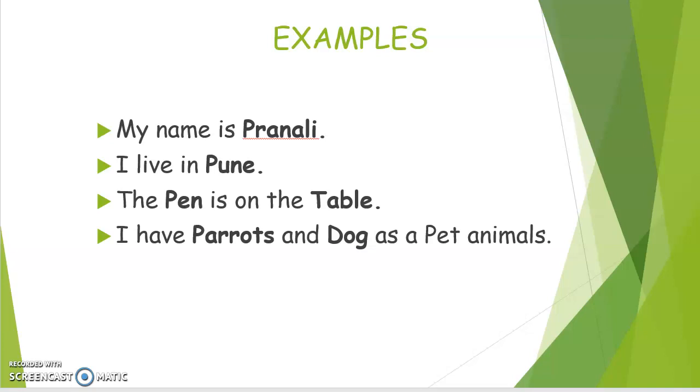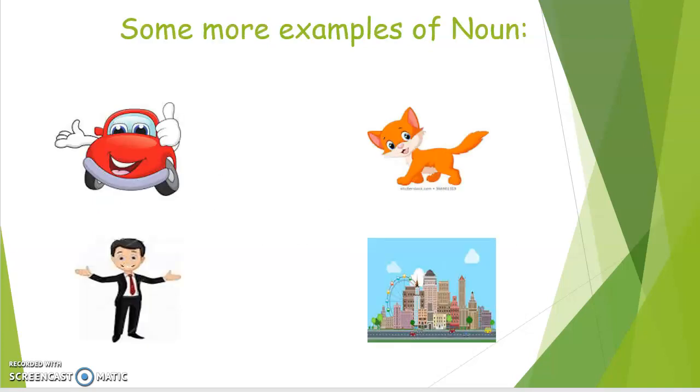Now I'll show you some more examples. You have to recognize them. Okay? Yes, see these examples. The first example is the car. Second example is the cat. Third one, the man. And the last one is the city. All these four are nouns. We have covered the definition in these examples. That is, name of a person, place, animal or a thing is known as noun.